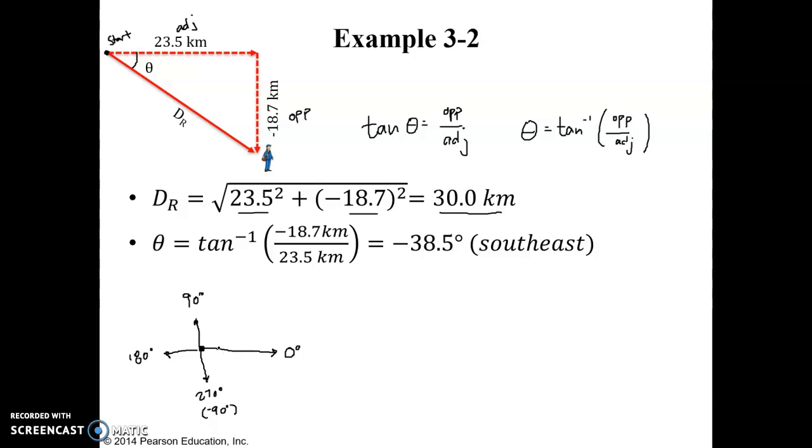So this is what your math teacher probably uses teaching you the unit circle for trigonometry. It also happens to be the same convention that AutoCAD uses for angles. So when we say negative 38.5 degrees, that means we're starting at horizontal and moving down 38.5 degrees. So that's the direction of the vector. So we have found the magnitude and the direction, and that's required when describing a vector.